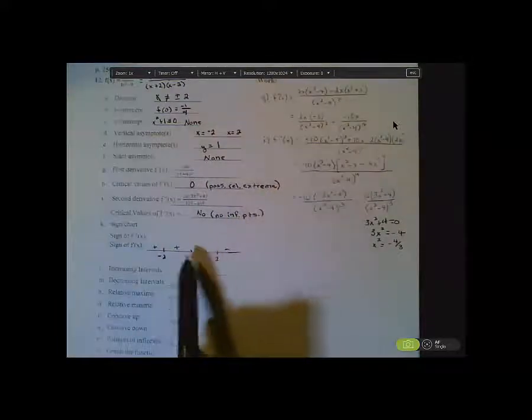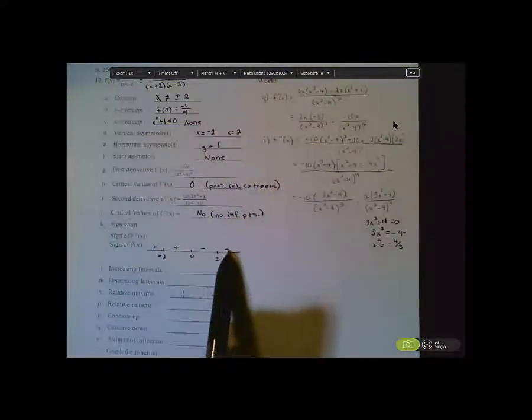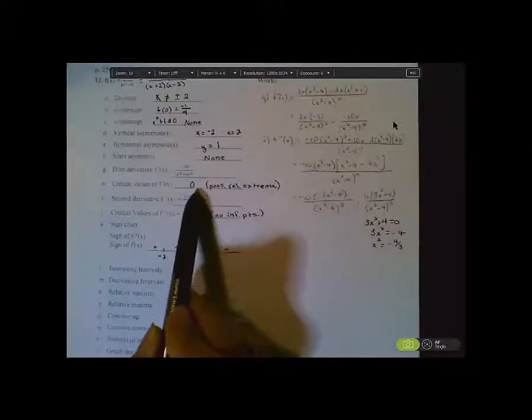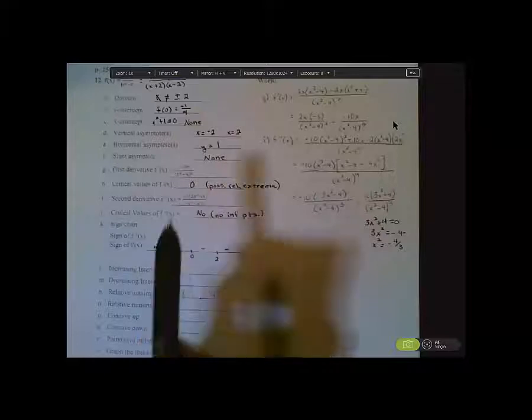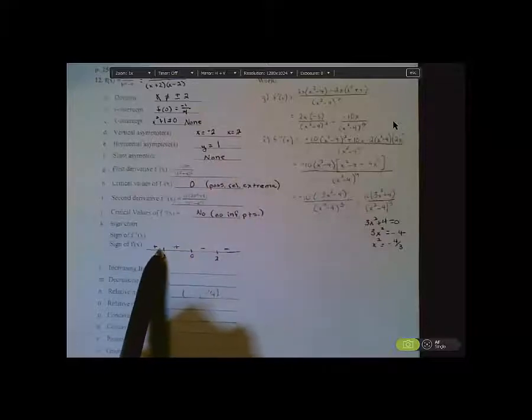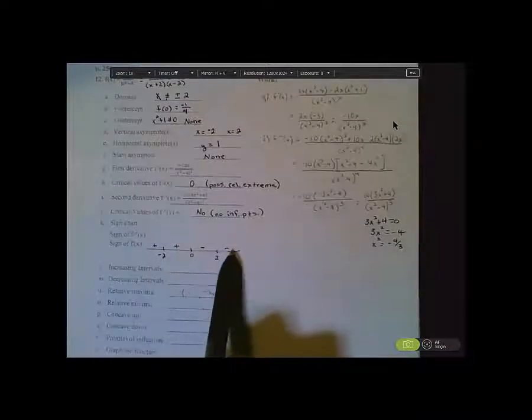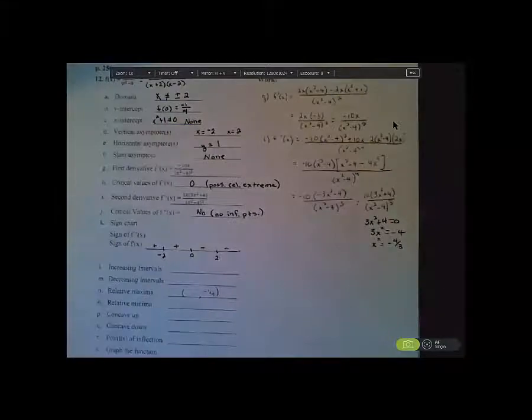Actually, we didn't have to test all 4 intervals for the first derivative because we knew that the first derivative only changed signs at 0. That means if the first derivative is positive here, it's going to be positive here also. If it's negative here, it's going to be negative there also.